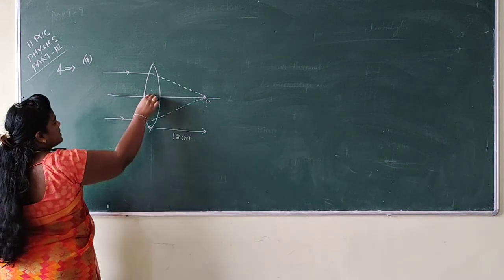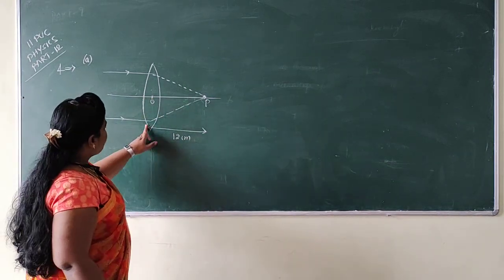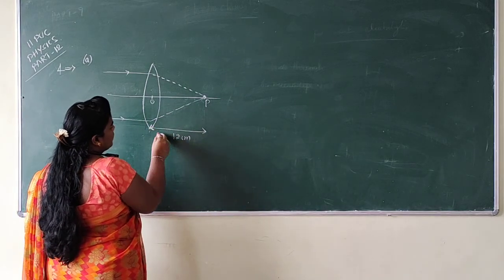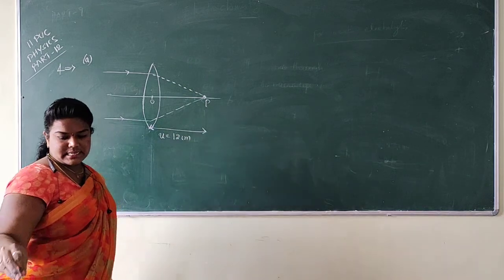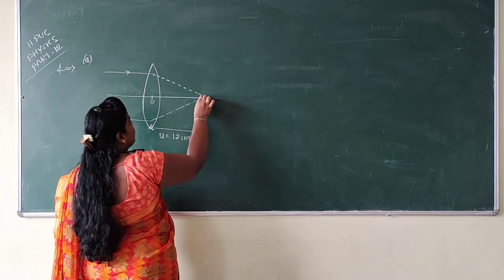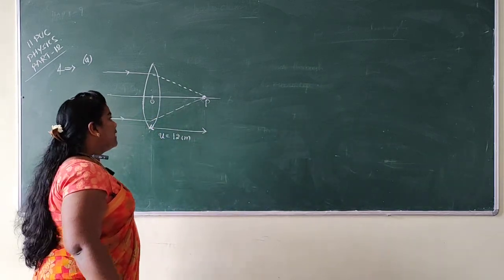So the convex lens again is the optic center. See, the distance between the optic center and the point P is called as the object distance u. ಇದನ್ನೇನಂತ ಕರಿತೀವಿ ಆಬ್ಜೆಕ್ಟ್. ಸೊ ಪಾಯಿಂಟ್ P ಅನ್ನೋದು ಯಾವ ತರ ಆಕ್ಟ್ ಆಗುತ್ತೆ ಲೆನ್ಸ್ಗೆ? ವರ್ಚುವಲ್ ಆಬ್ಜೆಕ್ಟ್ ಆಗಿ ಆಕ್ಟ್ ಆಗುತ್ತೆ.